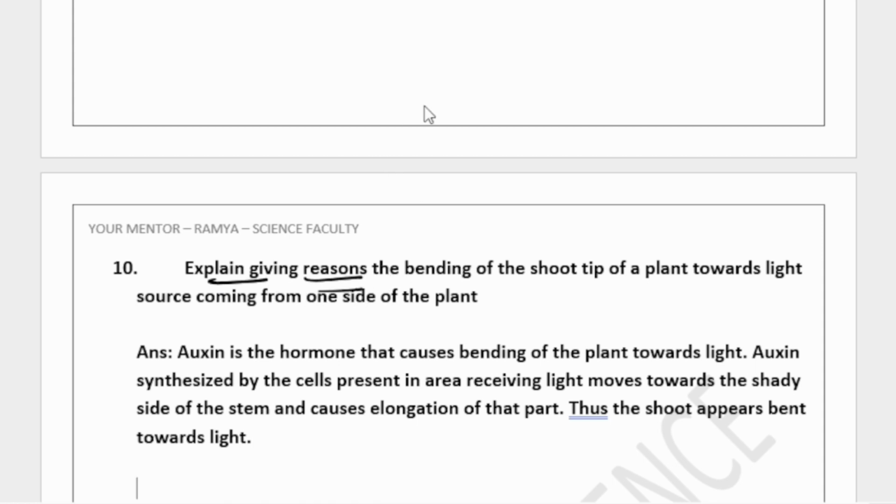What happened? See, there is a plant here. This plant is bending its shoot. So towards where is it bending its shoot? Towards the sunlight. Sunlight is falling in this direction. The shoot is bending towards the sunlight. So what is the reason behind this, they are asking.